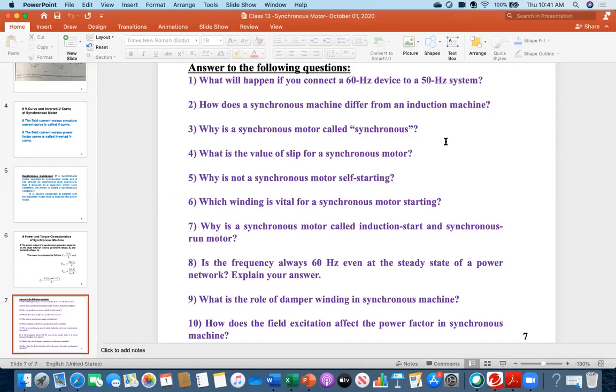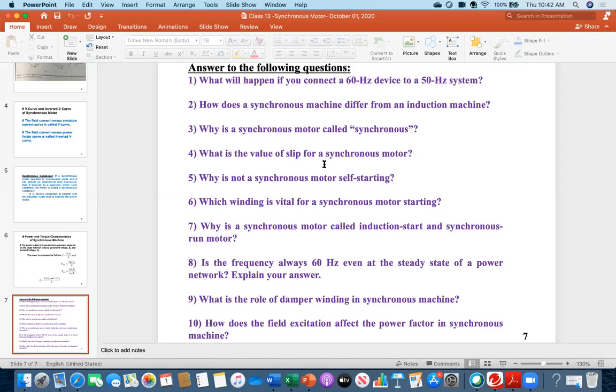Okay, so then moving forward, see question number 3. Why is a synchronous motor called synchronous? Is it because it runs at the synchronous speed? Yeah, right. Because of the synchronous aspect, or in other words, because synchronous means constant, because it offers the constant speed, accordingly it is called the synchronous motor.